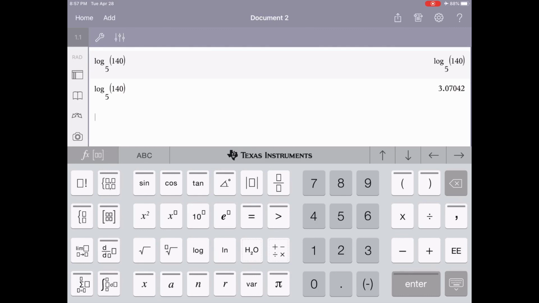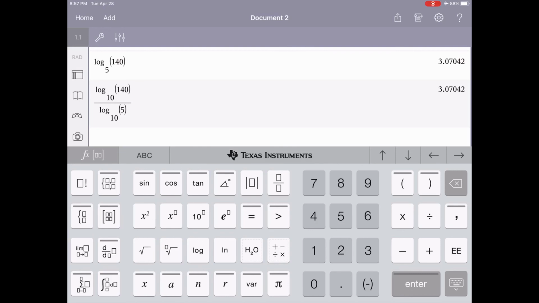Now let's show that the actual change of base works. The first thing I'm going to do is enter a log of, and I'm not even going to type the base in. Let's see if it works without typing a base in. Log of 140, and then we're going to divide that by the log of 5, because that's the change of base formula. And let's see what it gives us. There it is, 3.07. It's exactly the same thing. It inserted the base 10, which is really kind of cool.